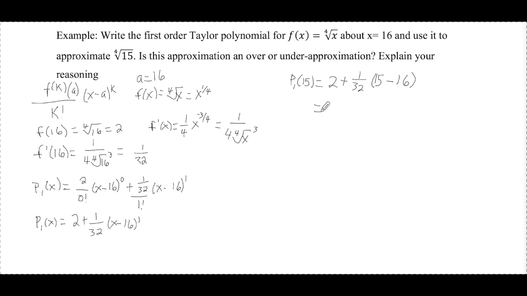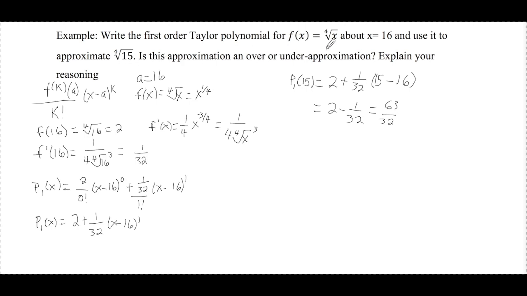All right, so this means my approximation is 2 plus 1/32 times, 15 minus 16 is -1. So I'm just going to call this 2 minus 1/32. Remember, you don't have to simplify these things, but in this case it's not too bad. So this is 64/32 minus 1/32, so we can call this 63/32. Okay. It makes sense that this number is less than 2 because we're approximating the 4th root of 15. The 4th root of 16 is 2. This is going to be smaller, so this makes sense. So we just use it to approximate the 4th root of 15.